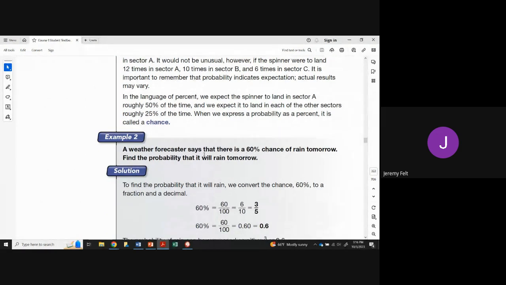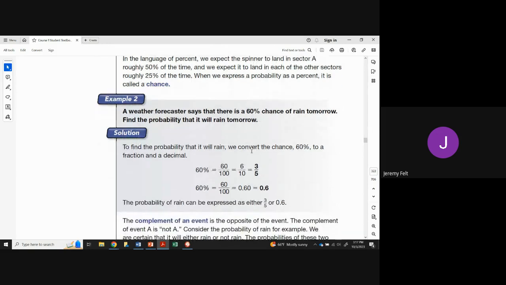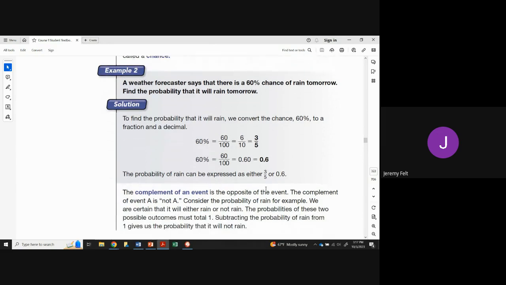Okay, if the weather forecaster says there's a 60% chance of rain, that's still a probability. It's either going to rain or it's not. 60% is greater than 50%, or half, so we say that there's a good chance of rain. If it said there's a 5% chance of rain, we probably wouldn't get our umbrellas and rain boots, because that's not a very good chance. So 60% we can write as a fraction, 60 over 100, reduce it down to 3/5, or move the decimal 2 places to the left, which gives us 0.6. So again, between 0 and 1.